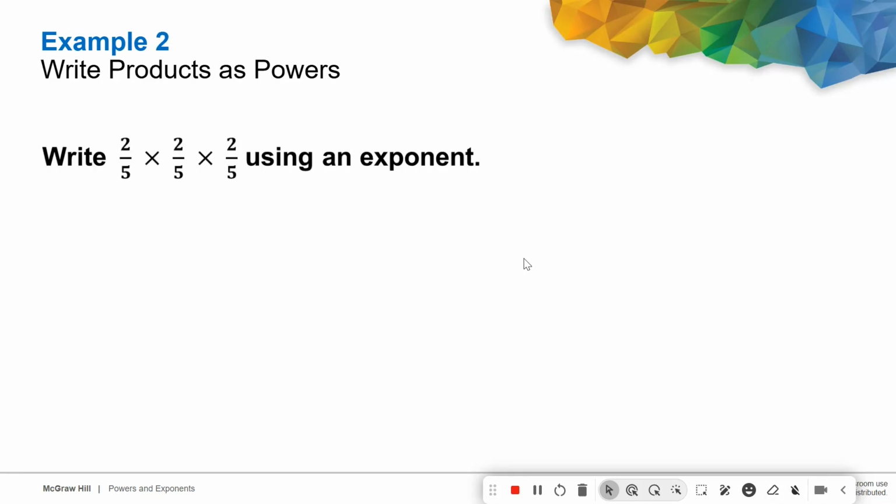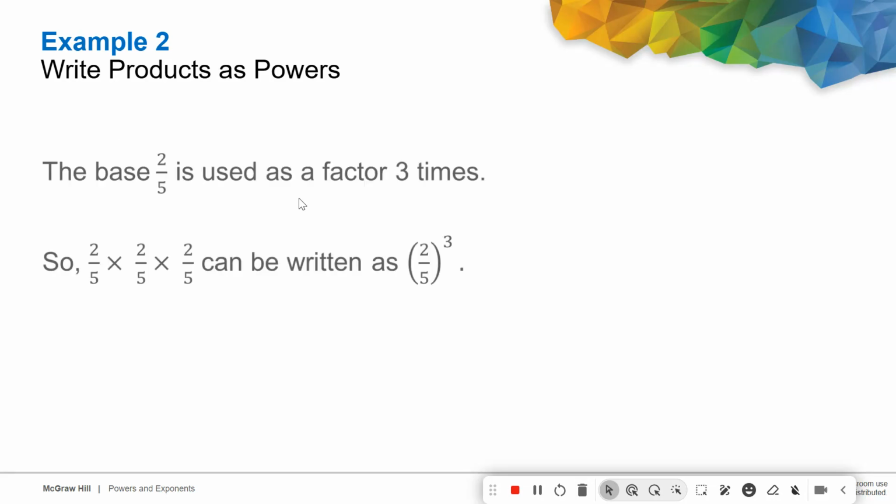All right, we can also do this with fractions or any rational numbers, honestly. So if we have 2/5 times 2/5 times 2/5, we could write that using an exponent as well. The base is 2/5 in this case, and there are three of them. So we would write this as 2/5 to the third power.